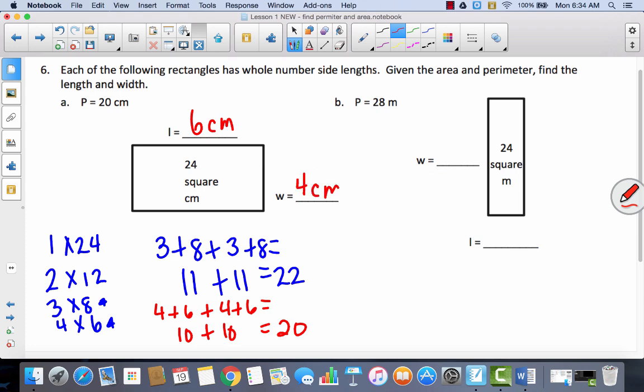Now the process that I just used here is called predict and test. I made a prediction. I thought, well, maybe it was 3 and 8. And then I tested it and I was wrong, so I had to make another prediction. So it must have been 4 and 6.